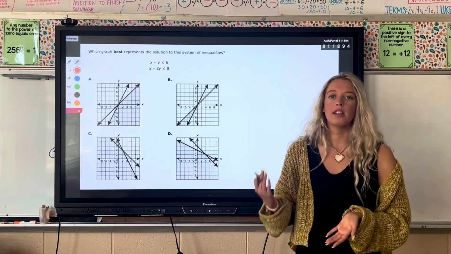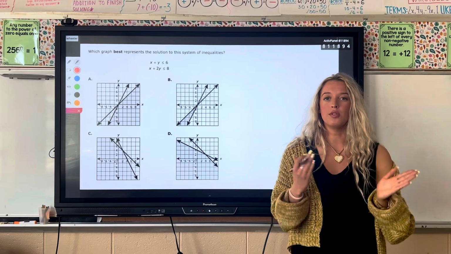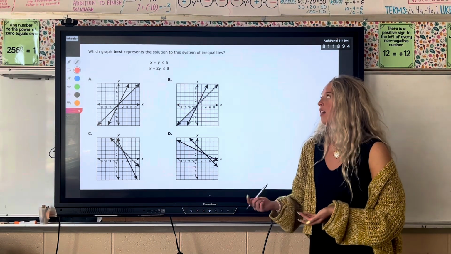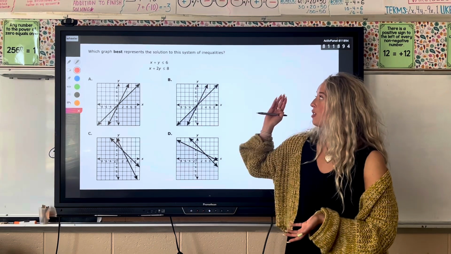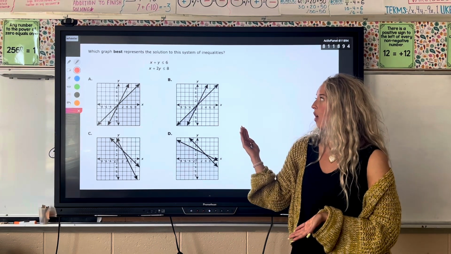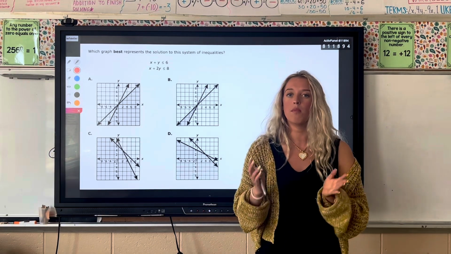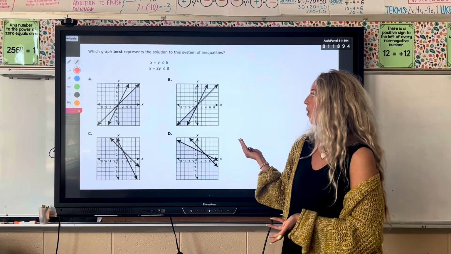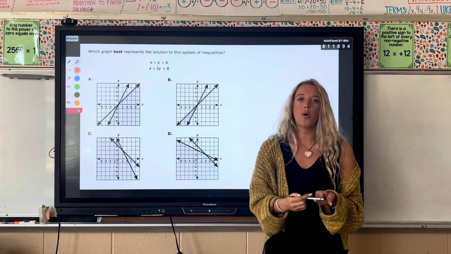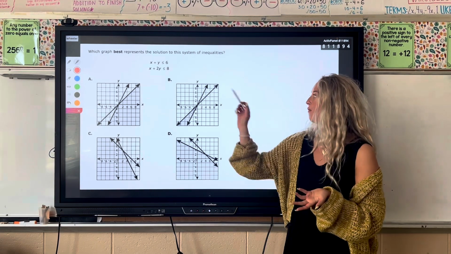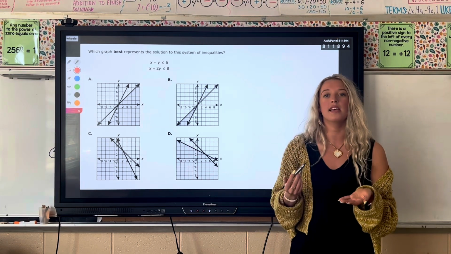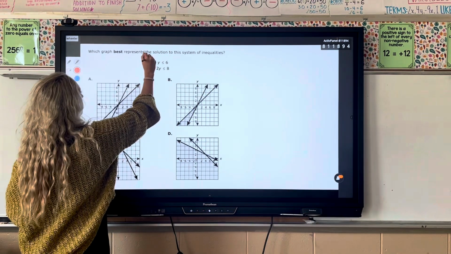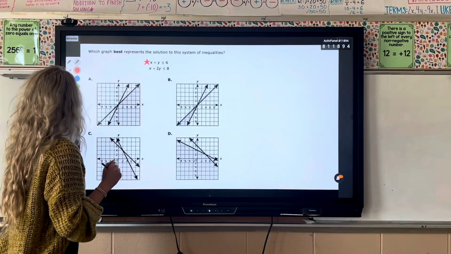When I hear the word linear, my mind immediately goes to linear equations in the form of y equals mx plus b. So what I'm going to do is rewrite both of these inequalities so that they match the form y equals mx plus b, except instead of an equal sign, we'll have an inequality symbol. But once I know the y-intercepts and the slope, it's going to be very obvious which one of these is my correct option. So first I'll go ahead and rewrite this top problem.